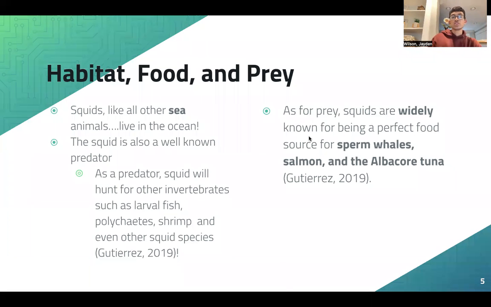As for prey, squids are widely known for being a perfect food source for sperm whales, especially sperm whales, those are the biggest ones, salmon, and other kinds of tuna fish and tuna species, and so on and so forth.